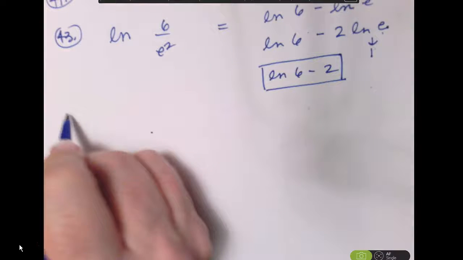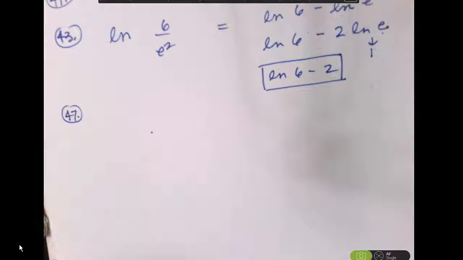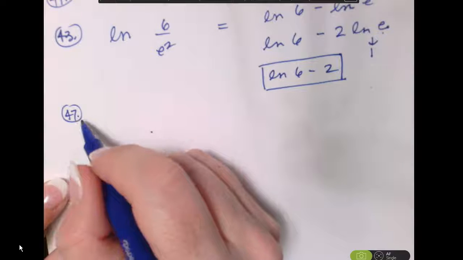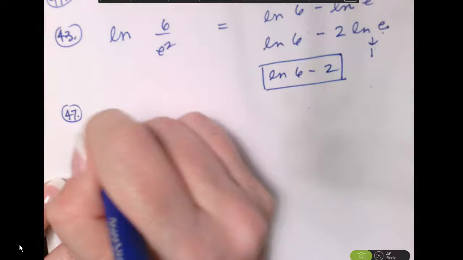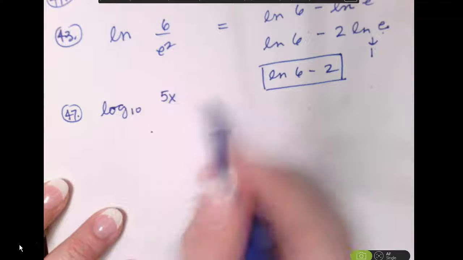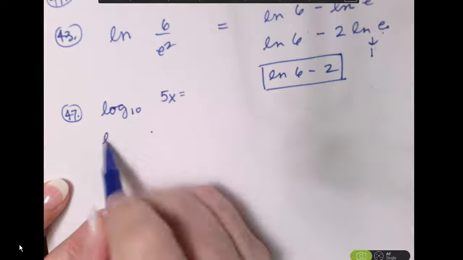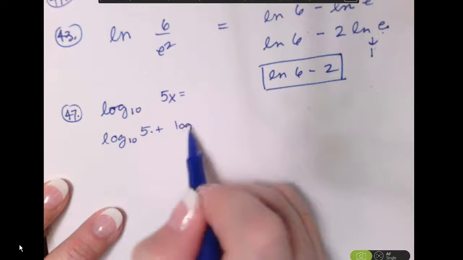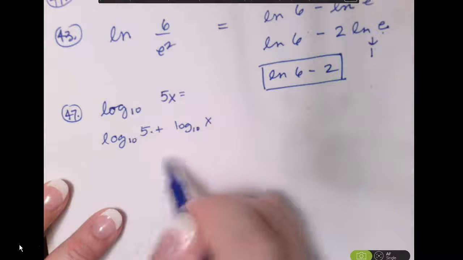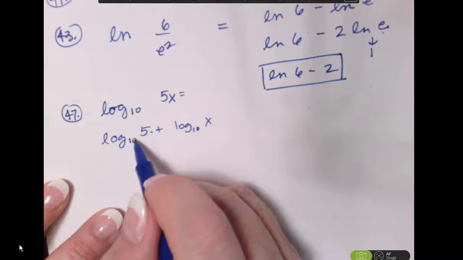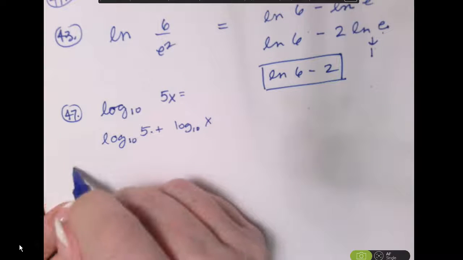Alright, and now we're going to go to number 47. We're going to do 47 through 59 odd. So we're going to expand. And 47, we have the log base 10 of 5x. So that's a product. So log base 10 of 5 plus log base 10 of x. And that's really as far as we can go, because there's no easy 10 to the what equals 5.